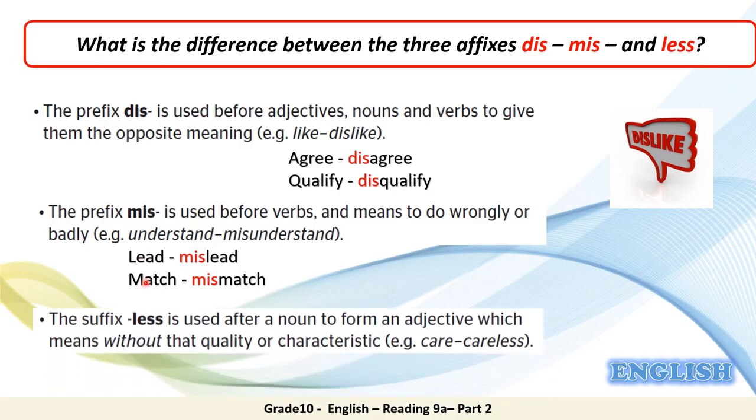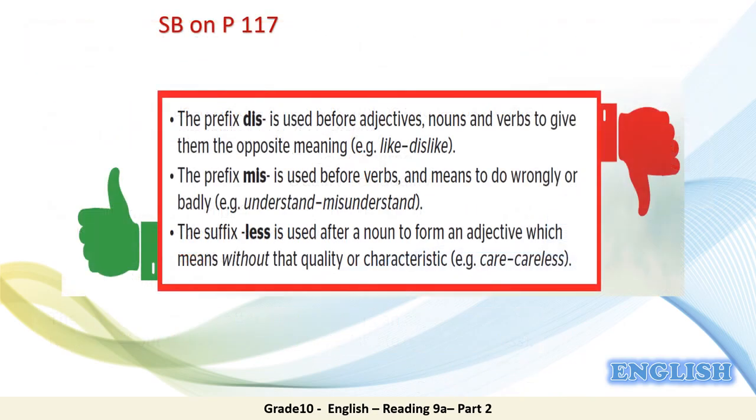As for the third suffix, less, it is used after a noun to form an adjective. A noun becomes an adjective when we add the suffix less, and the meaning is without that quality or characteristic, like care, careless, home, homeless, parent, parentless. You will find the summary in your student book on page 117.